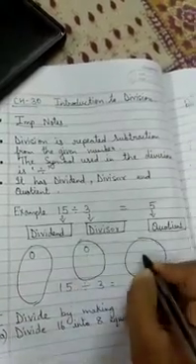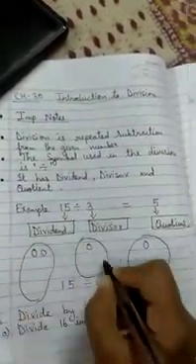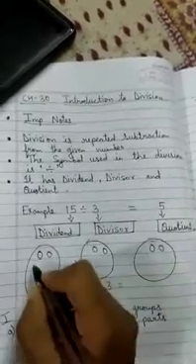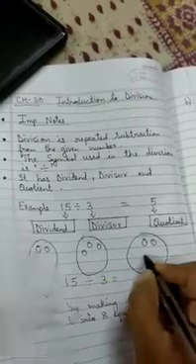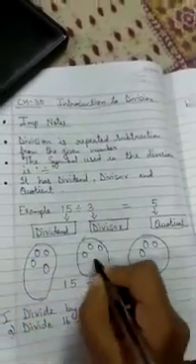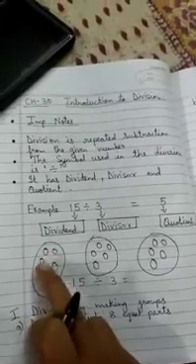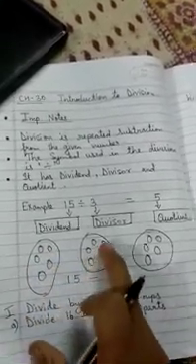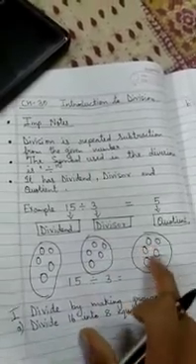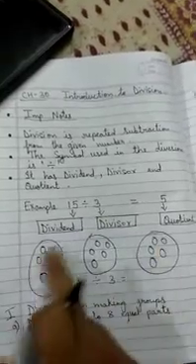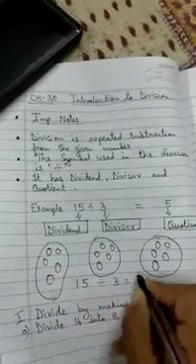1, 2, 3, 4, 5, 6, 7, 8, 9, 10, 11, 12, 13, 14, 15. So in each group, how many objects are there? 1, 2, 3, 4, 5. 5 objects are there in each group. So the answer will be 15 divided by 3 is 5.